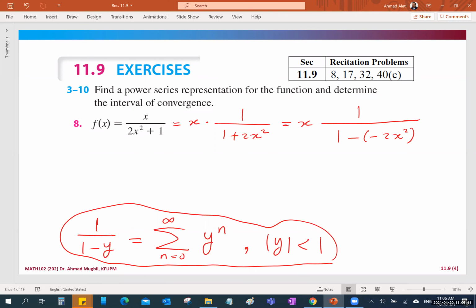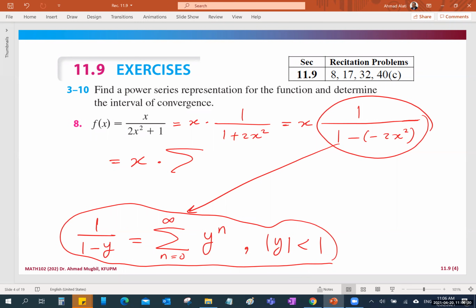So what will you do next, ya Badr? Equals to what? This x is as it is. It will become 2 minus 2x to the power 2. Sigma first of all. Sigma, yes, of course. Then start from 0 to infinity. Instead of y, just replace this y.